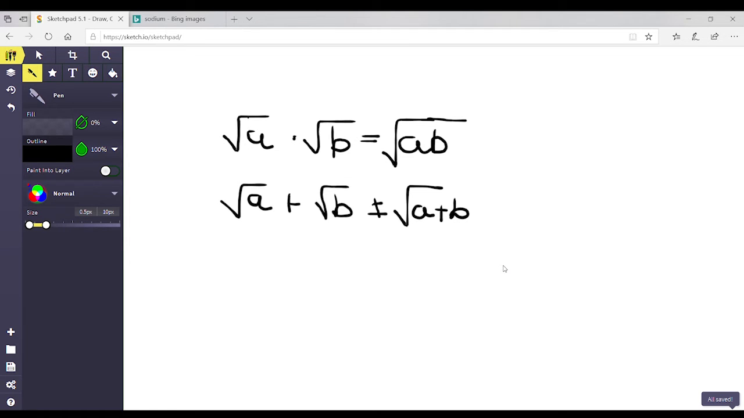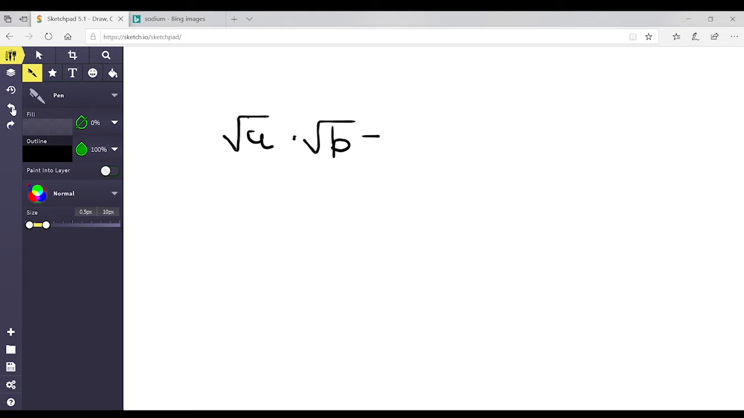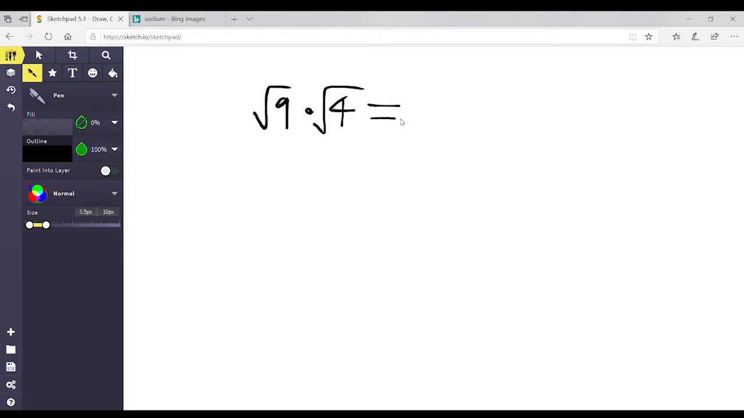Now, the intuition behind this is, let's actually use a real example. So let's undo all this so that we can get rid of it. Let's say you have the square root of 9 times the square root of 4. Now we know this is going to be equal to the square root of 36. But why? Why are you allowed to multiply and not subtract or add?